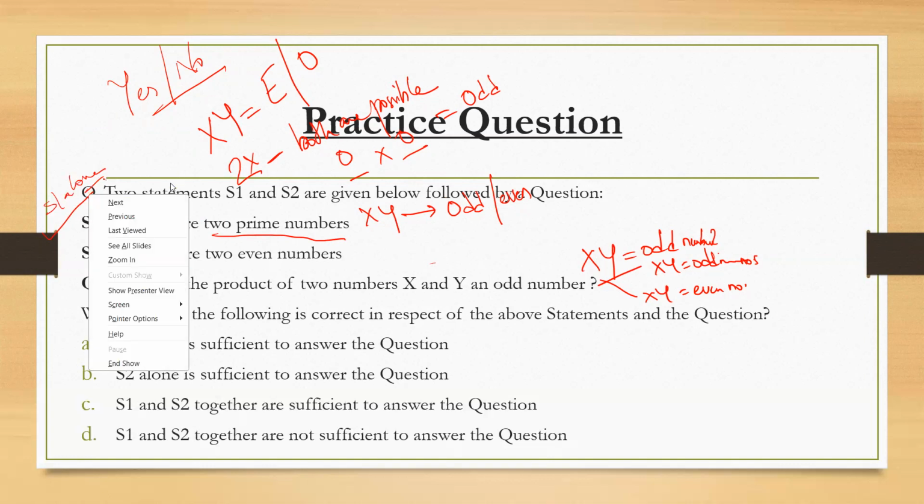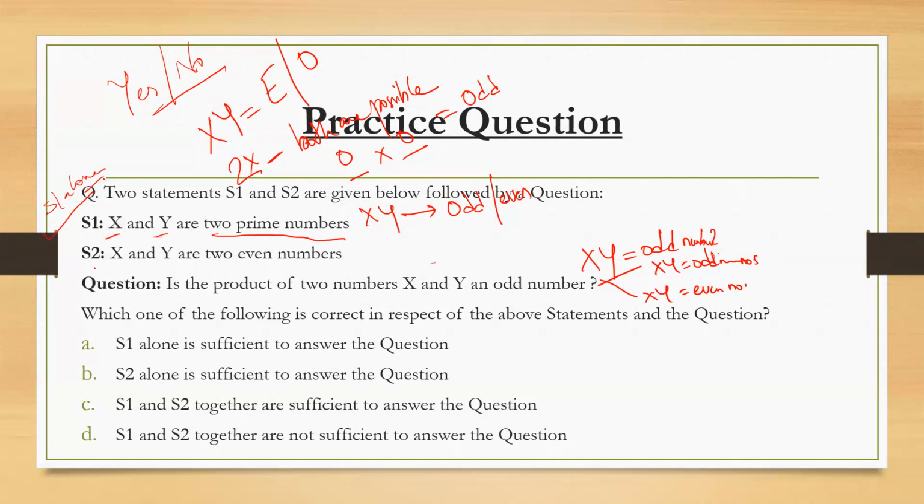Okay, again I am repeating. You will choose that statement which definitely answers your question. Your question is: is the product of two numbers X and Y an odd number? But when you go for statement 1, you observe that XY can be either odd or even, depending upon the prime numbers that we have selected. So in such a scenario, we are not getting a definite answer to our question. Is this clear, everyone? So S1 alone is sufficient to answer the question. That is wrong.